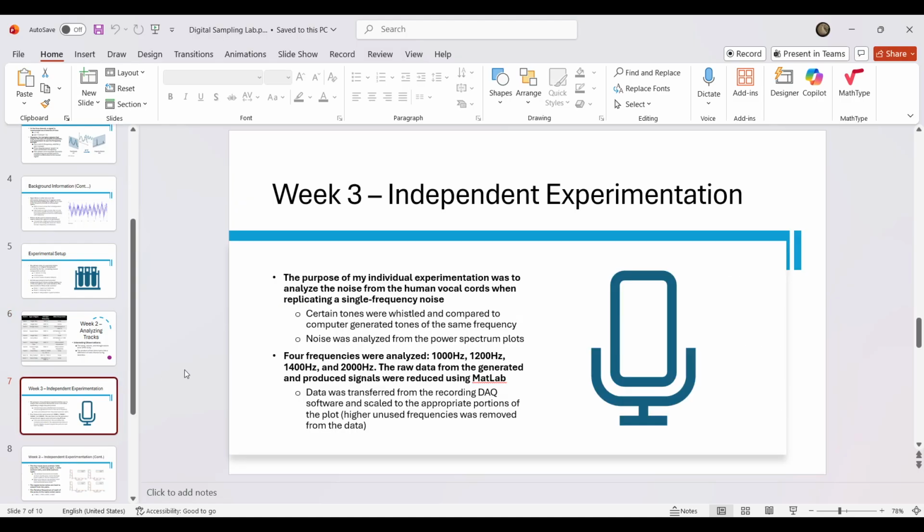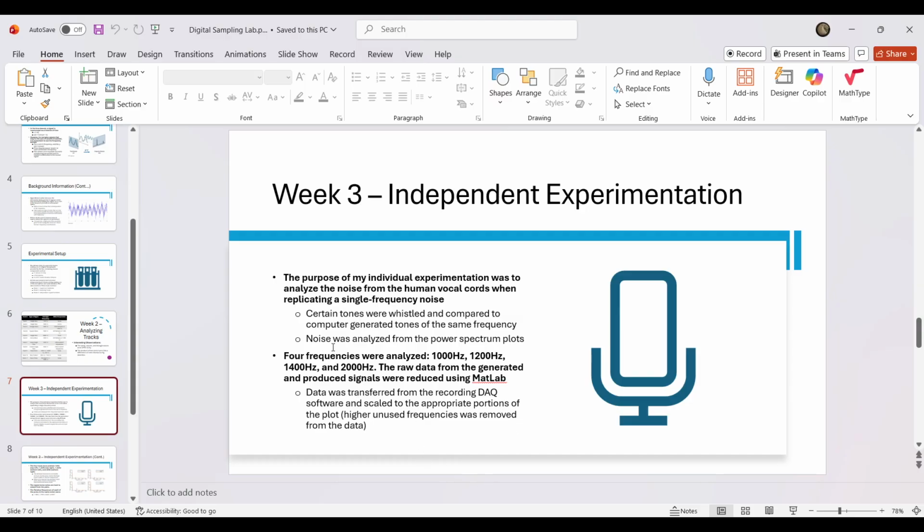So week three, I decided to make my experiment about comparing the human vocal cord with computer-generated tones to kind of investigate the noise that is present in human vocal cords. And to do this, I compared four generated tones at 1000 hertz, 1200 hertz, 1400 hertz, and 2000 hertz, along with physically whistling these tones. So that way I could have a clean comparison with actual human noise.